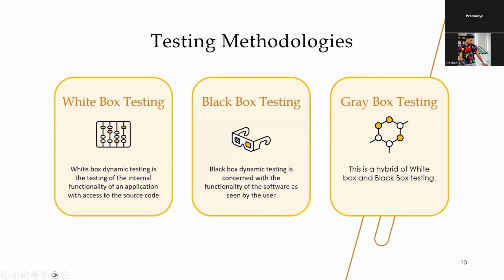Next one is testing methodologies. So there are three methodologies. First is white box testing, second is black box testing, third one is gray box testing. So white box testing is the testing of the internal functionality of an application with access to the source code.